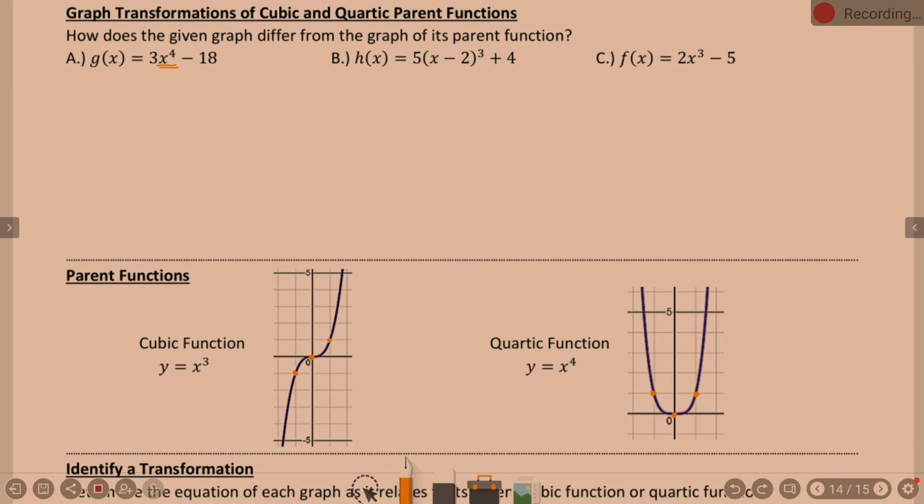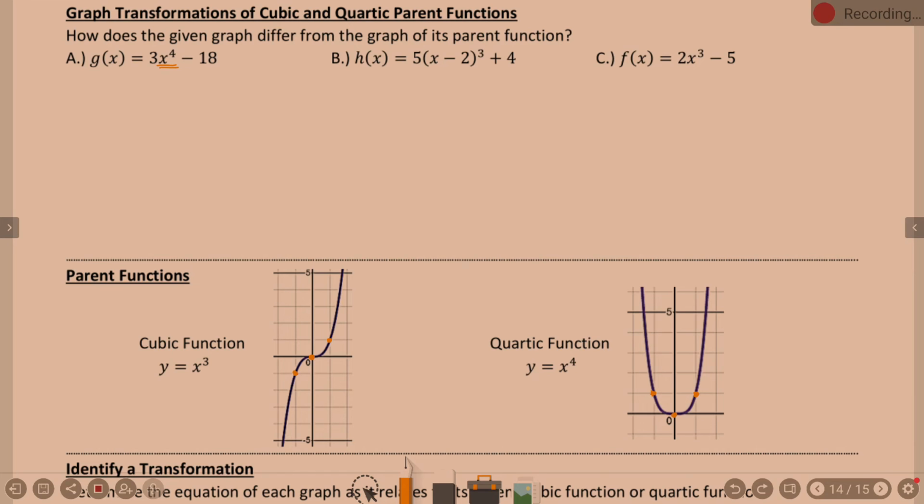Could you use y equals mx plus b? No, because it's not x to the first. Okay. Down 18. Yes? No? Does that ring any bells?